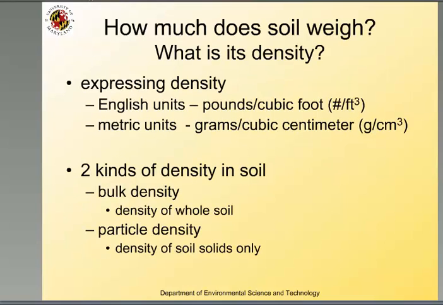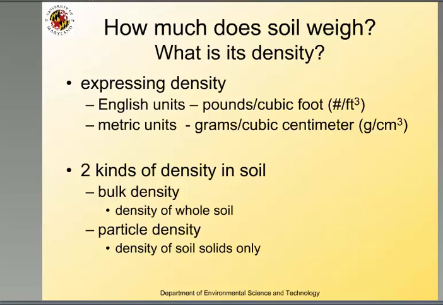Okay. So we talked some about density of soil. How much does a soil weigh? What is its density? Density is just weight per unit volume. If you're going to talk about the weight of something, you've got to agree on what the volume is. And there are two ways of expressing density in soil, bulk density and particle density. And then, of course, we have two ways of expressing things in this universe. We have our English units, pounds per cubic foot, and metric units of grams per cubic centimeter. Okay, I'll tend to use the metric ones because I think in that right now.